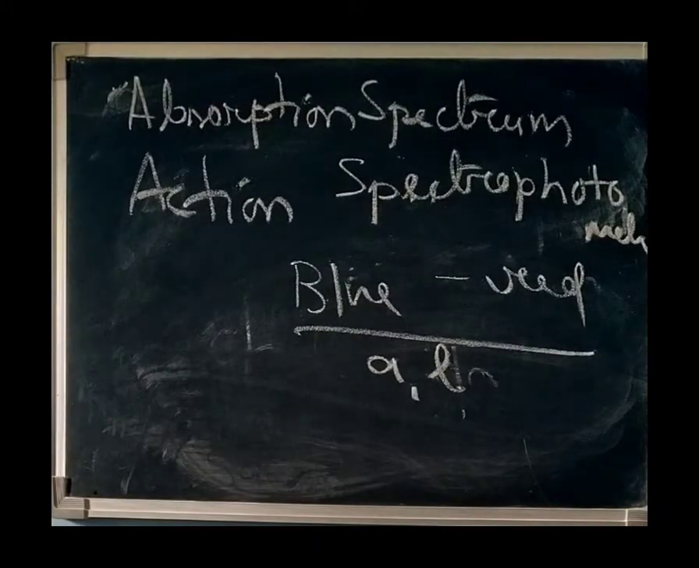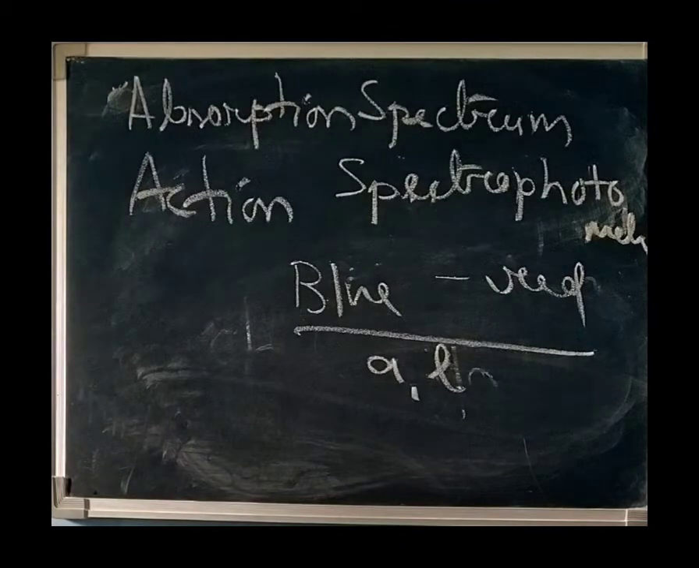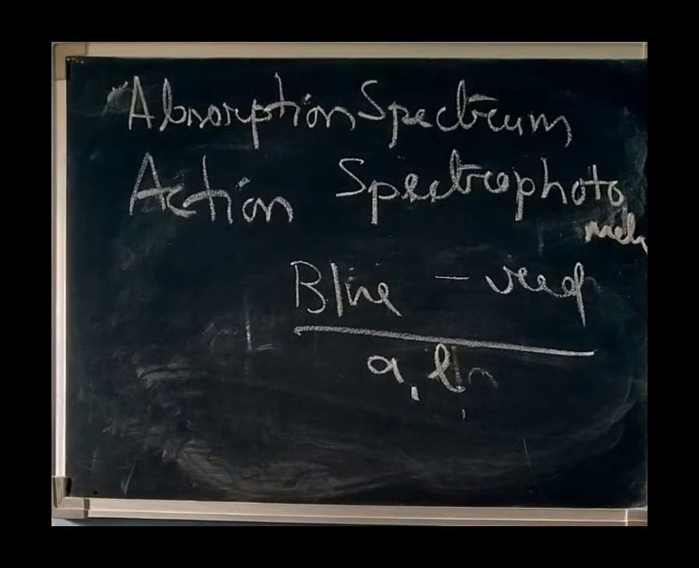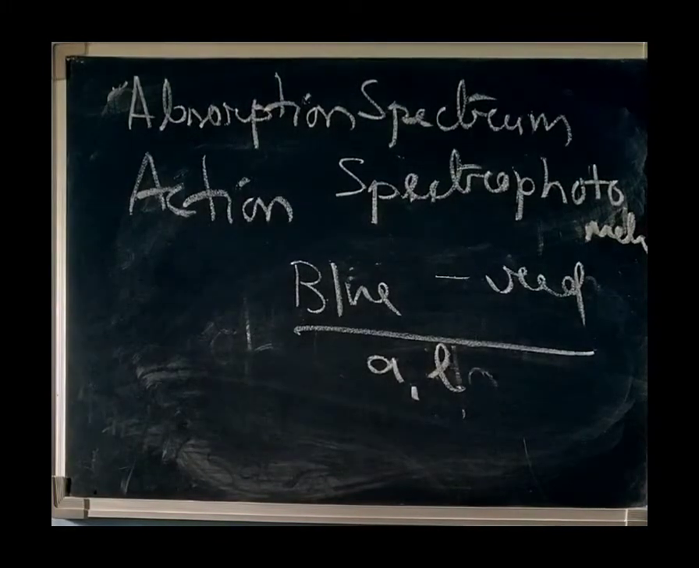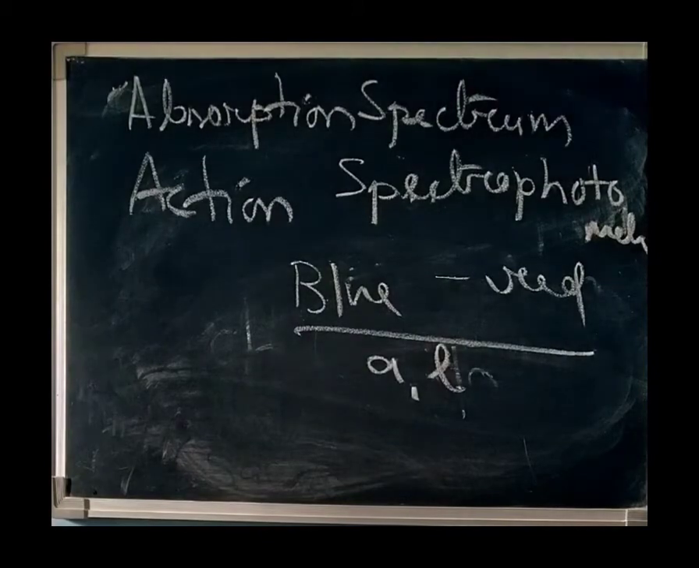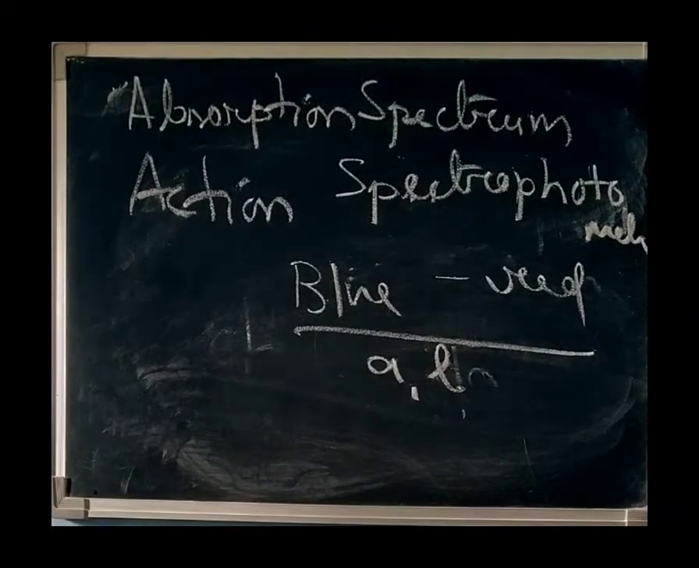Now the action spectrum is the graphic curve depicting the relative rate of photosynthesis at different wavelengths of light. It's called the action spectrum. The action spectrum of photosynthesis corresponds closely to the absorption spectrum of chlorophyll A and B, showing that the latter are the main photosynthetic pigments. So the action spectrum shows the rate of photosynthesis and the absorption spectrum shows the light absorbed at different wavelengths.